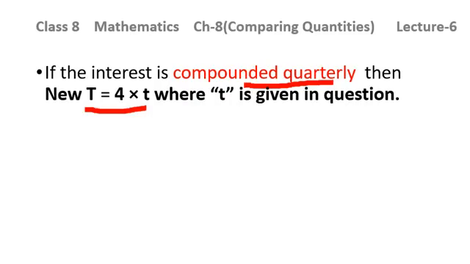So what will be the effect on time? It will be multiplied by 4. As in case of half yearly, we have seen that time will be multiplied by 2, because in 1 year there are 2 conversion periods when the interest is compounded half yearly, and in case of quarterly, in 1 year the conversion periods are 4, because we have 4 quarters in 1 year. So n will be 4 in this case. So we need to multiply time by 4.